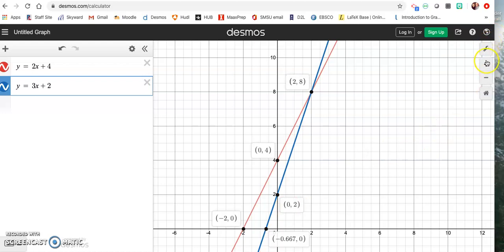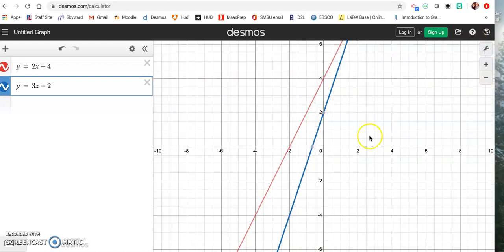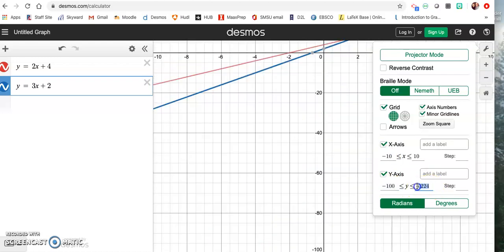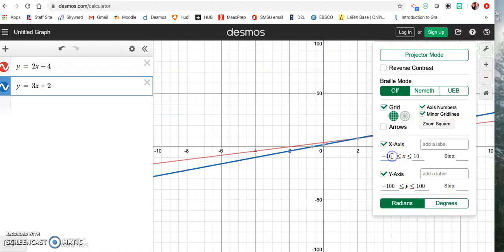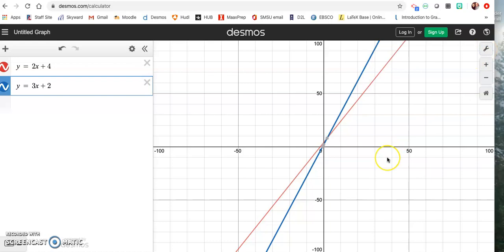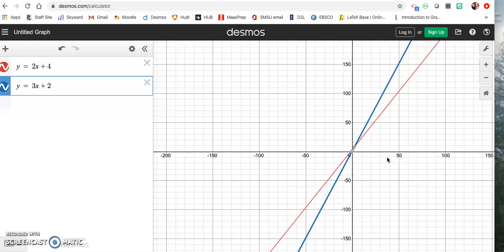Some things that you need to know: your home button will default you back to -10 to 10, -10 to 10. The other thing is you can adjust these just like we did before, to be like -100 to 100 if we wanted to make our graph bigger for some reason. So we can have different values on the x-axis and so on. You can mess with this stuff if you want, but these are really the only things you need to know. Like I said, you can zoom in and out using your fingers on your Chromebook or your pad.